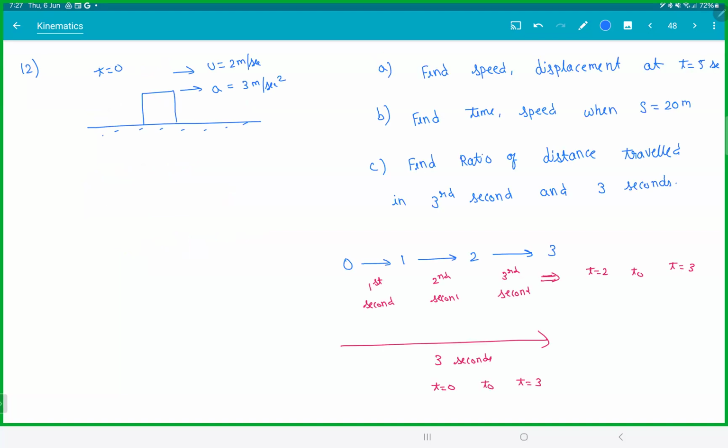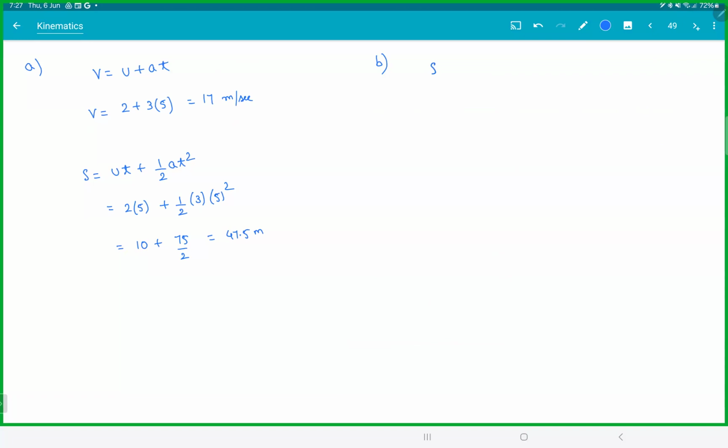What about B? Time and speed when S is 20. So S is ut plus half at square. This is 20. u is 2t. Acceleration is 3, half 3t square. You got a quadratic. 3t square plus 4t minus 40 is 0. So t is minus 4 plus or minus root over b square 16, 480 by 6. You can leave it here, or simplify it. And take the only positive root, don't take the negative root.